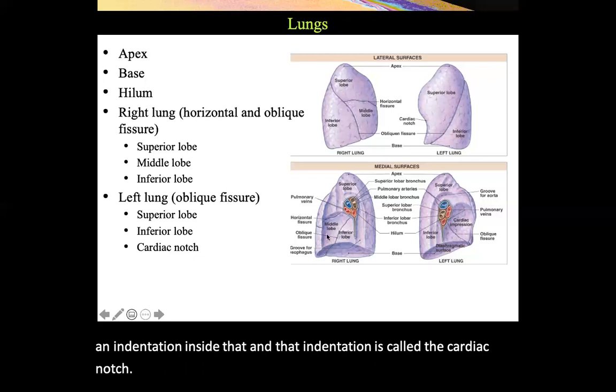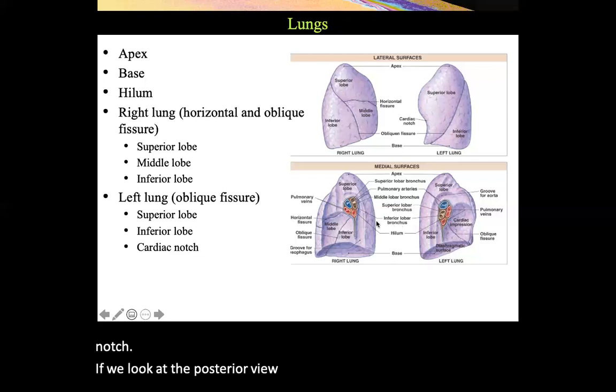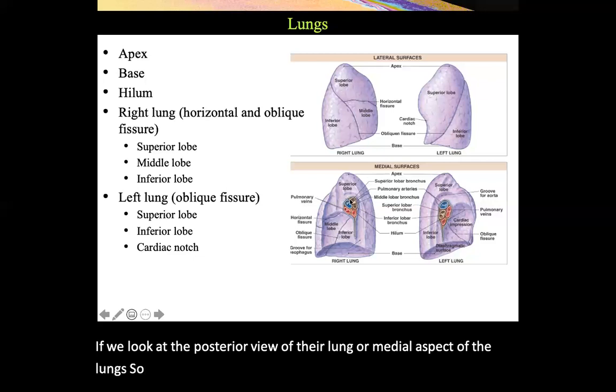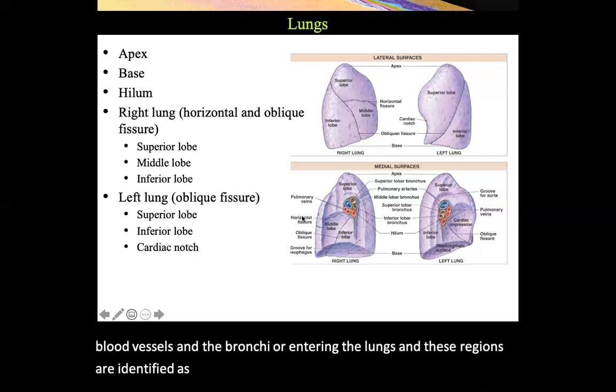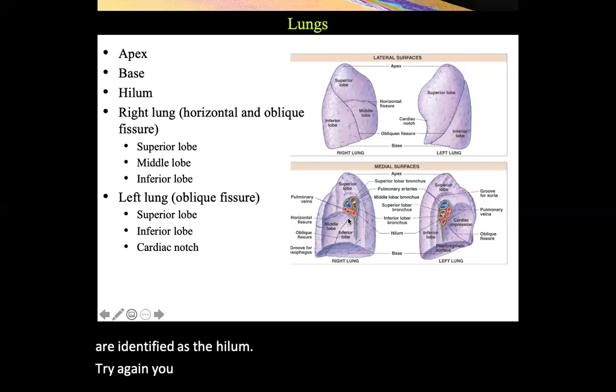If we look at the posterior view of the lung, or medial aspect of the lung, so sideways a little bit, what we would see is this region where the blood vessels and the bronchi are entering the lungs, and this region is identified as the hilum. And again, you have pulmonary veins, pulmonary arteries, and you have the branching of the primary bronchi.